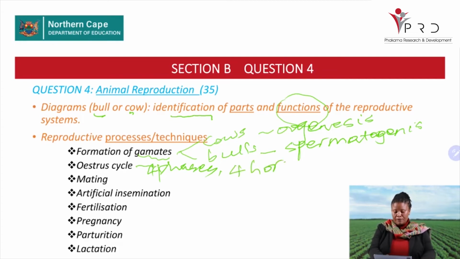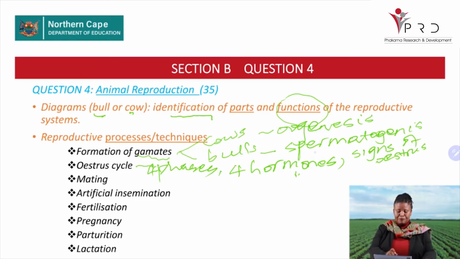And what do these hormones do? It is important to know their functions. You are expected to know the signs of this oestrus. How will you tell that this cow is on oestrus? When it is on oestrus, which hormones are active? And then when they are active on that particular stage, what is expected from the animal? So it is important. There are a lot of marks when it comes to oestrus cycle.